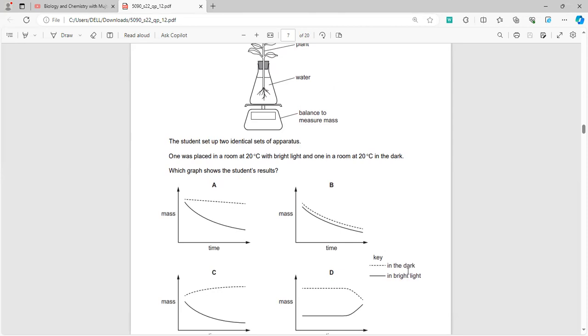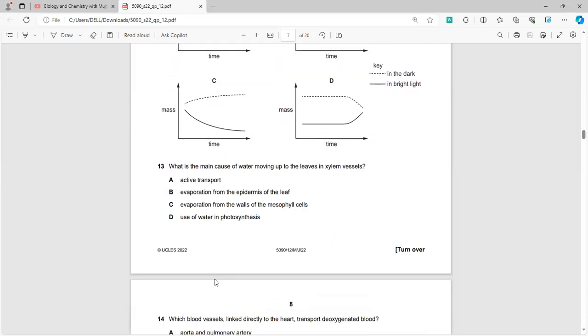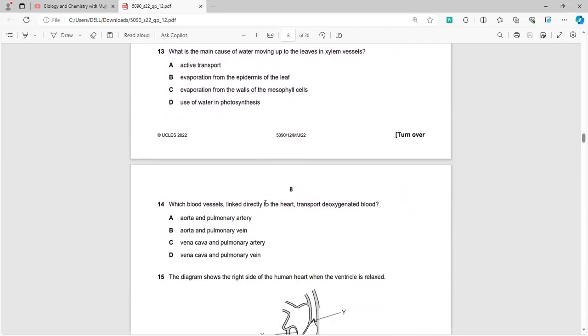So the one in the bright light will have a decrease in mass because, due to transpiration, it will have loss of water, whereas the one in the dark will not have loss of water. So the correct option would be C. Now, I discussed question number 13, question number 1 as well, but I'll repeat it. However, we need to know that the main cause of water moving up to the leaves is due to the evaporation from the walls of the basically spongy and palisade mesophyll cells.